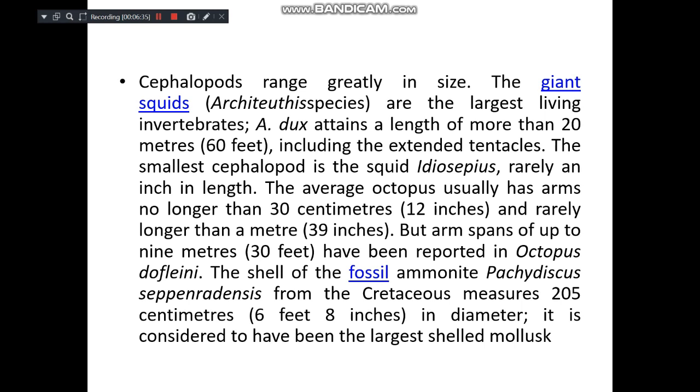Even there are certain fossil records available which measure about 2.5 meters, even up to 6 feet 8 inches in diameter. And that is also considered the largest shelled mollusca.